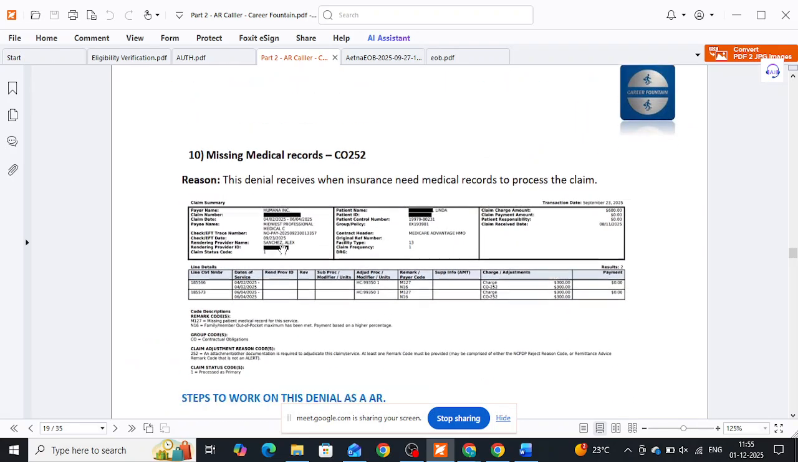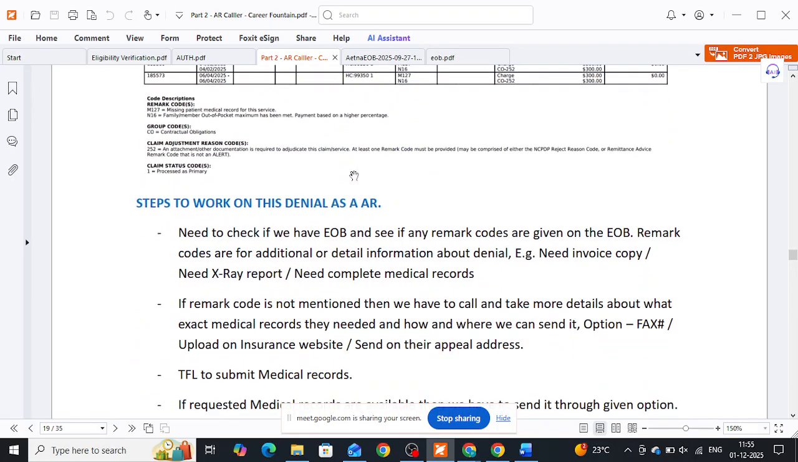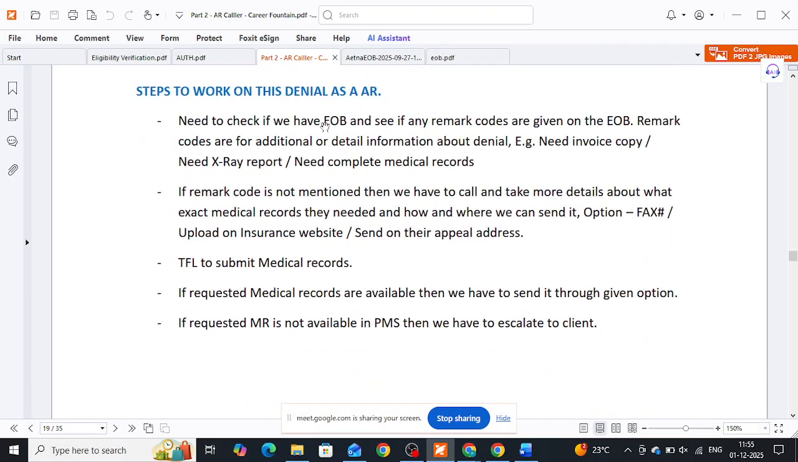So additional information, 252 means they need the medical record. Go through the EOB, check if we have an EOB and whether some remark code is there. Then we can go on the basis of the remark code and send the required medical record. If the remark code is not there, then we have to call and ask them what medical record they want and how we can send it. The best option is fax, so ask them for the fax number. If not, then ask them how and where we can send it.